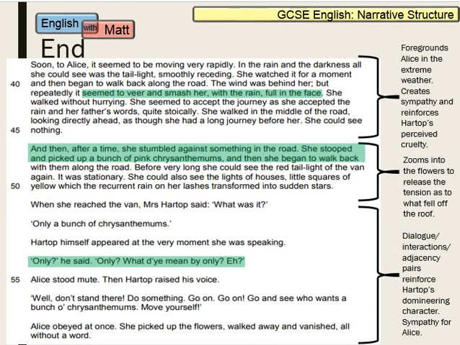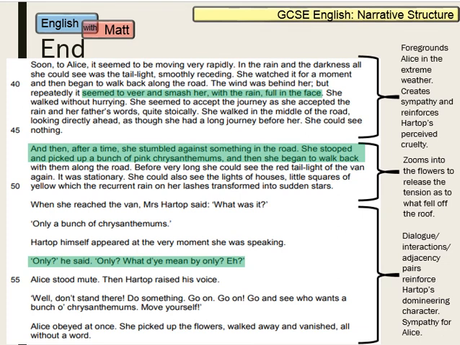I've chosen to split it this way. And the extract finishes by saying, "Soon, to Alice, it seemed to be moving very rapidly. In the rain and the darkness, all she could see was the tail light smoothly receding. She watched it for a moment and then began to walk back along the road. The wind was behind her, but repeatedly it seemed to veer and smash her, with the rain full in the face. She walked without hurrying. She seemed to accept the journey as she accepted the rain and her father's words, quite stoically. She walked in the middle of the road, looking directly ahead, as though she had a long journey before her.